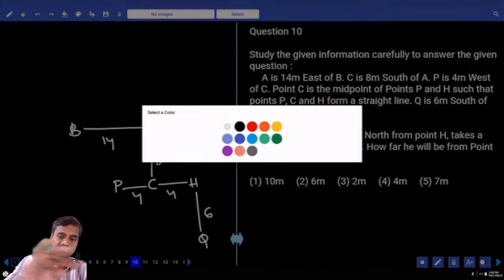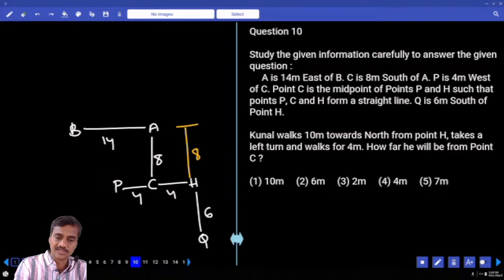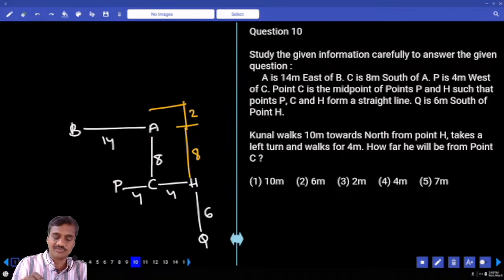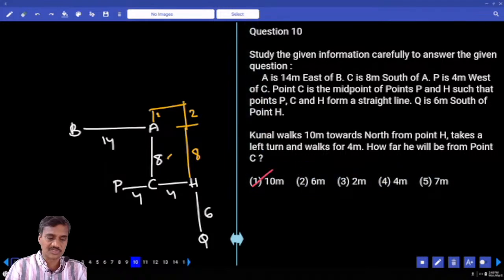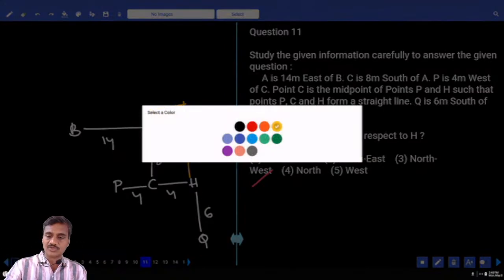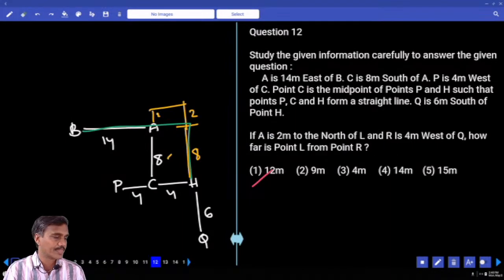Then coming to question number 10. Kunal walks 10 meters north from point H. From H 10 meters. Now up to here this is 8. Next 2 more meters, 8 plus 2, 10. Kunal takes a left turn and walks 4 meters, exactly above this A. How far will he be from C? Now from C, 8 plus 2, again 10 meters. 10, that is choice 1, question number 10. Then the 11th one. In what direction is B with respect to H? Now in order to reach B from H, first I need to move towards north and west, northwest. Choice 3, question number 11.